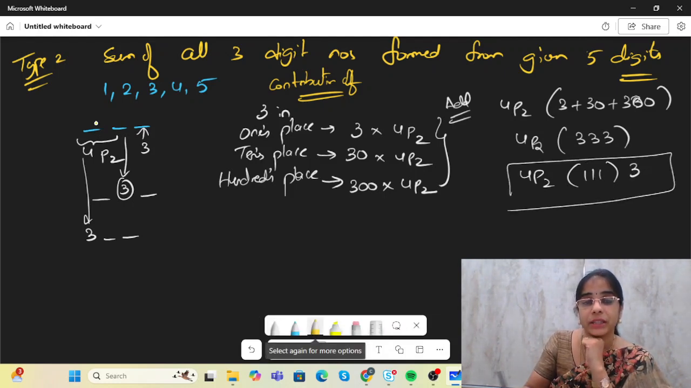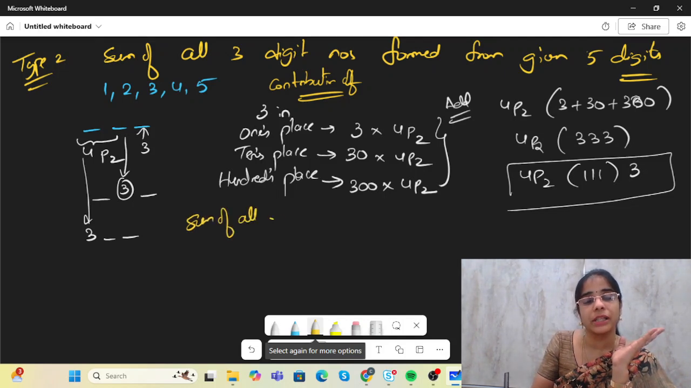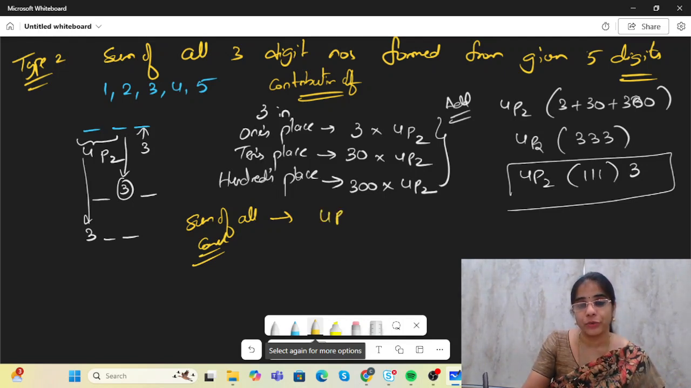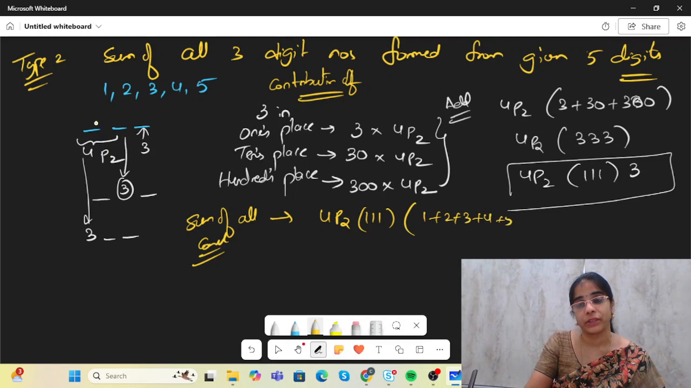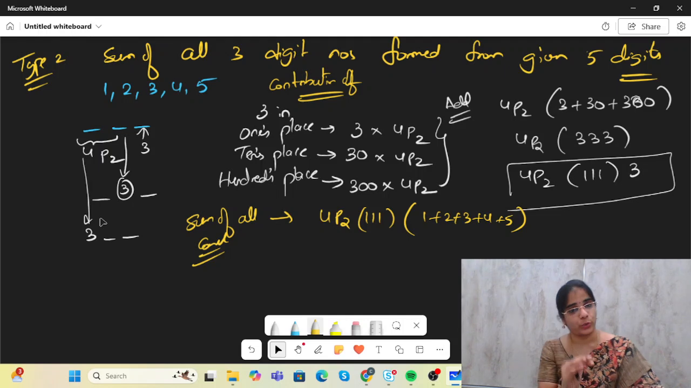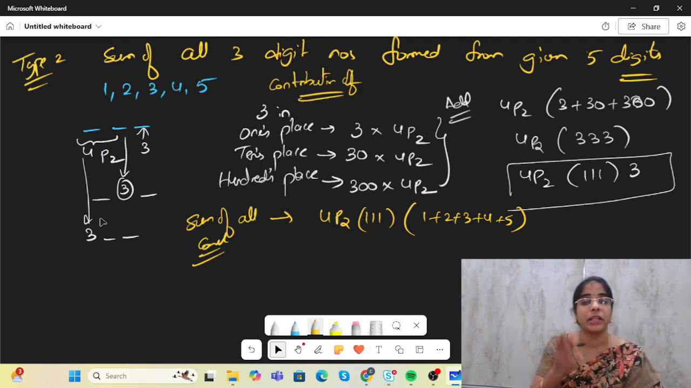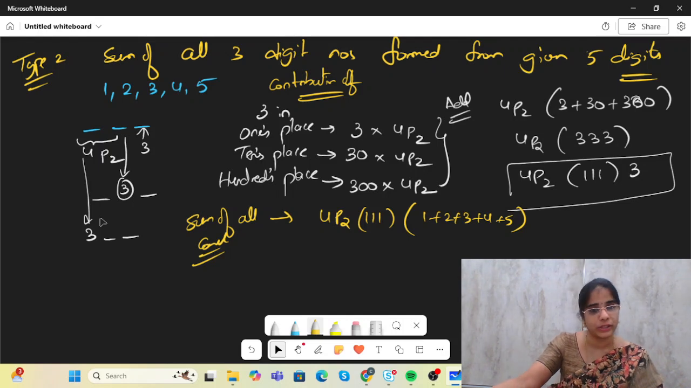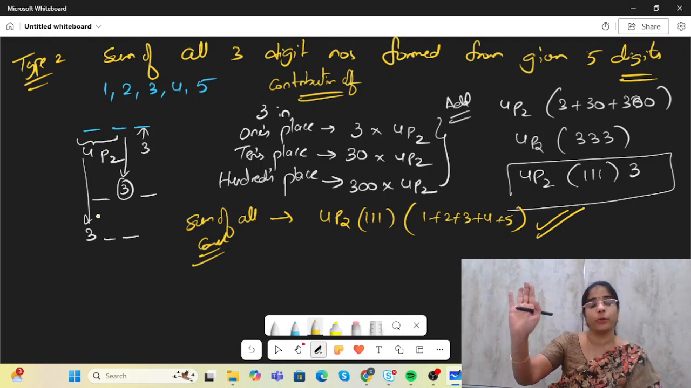The same way, we will get the contribution from 1, from 2, from 4 and from 5. So the sum of all such contributions from all the 5 digits is 4P2 and 111 taken common, times (1 plus 2 plus 3 plus 4 plus 5). The same story repeats for all the given digits: 3 in the units place is the story we have completed now. Next I will take 2 in the units, tens and hundreds places, then 4 in the ones, tens and hundreds places. Like this, I can write each digit's story and add all these stories. Now this is the answer for the given question, the sum of 3-digit numbers formed from the given 5 digits.